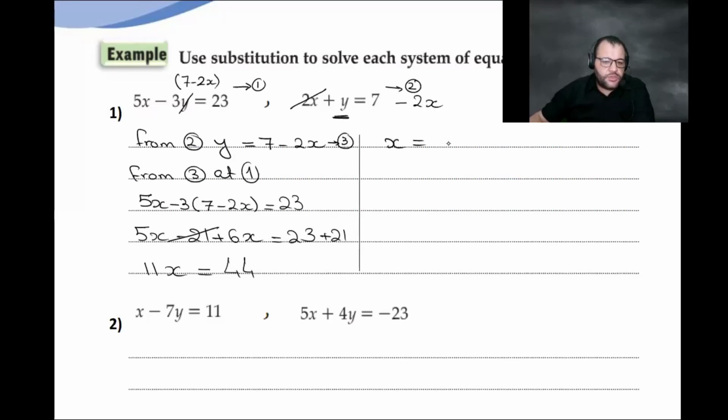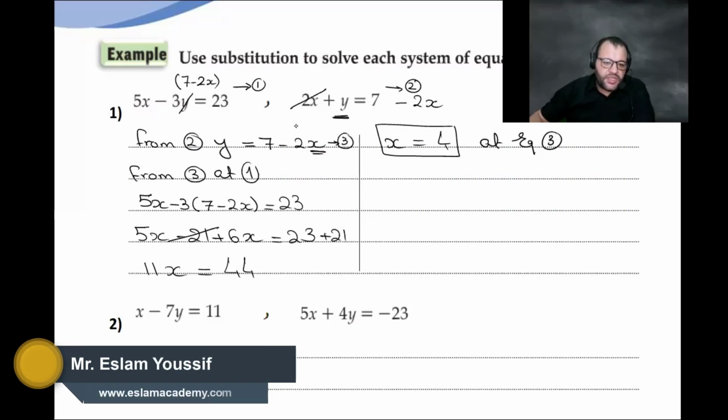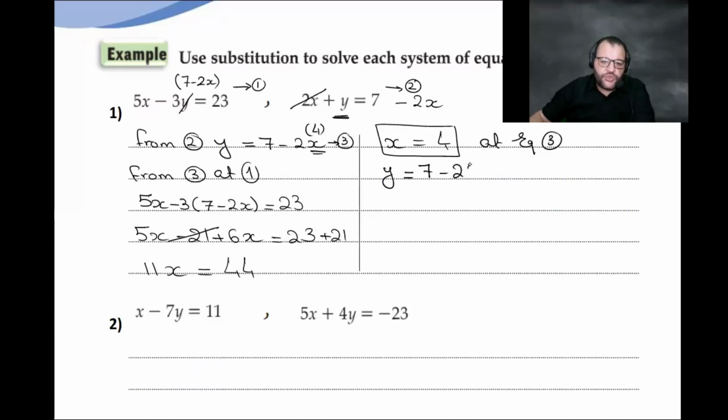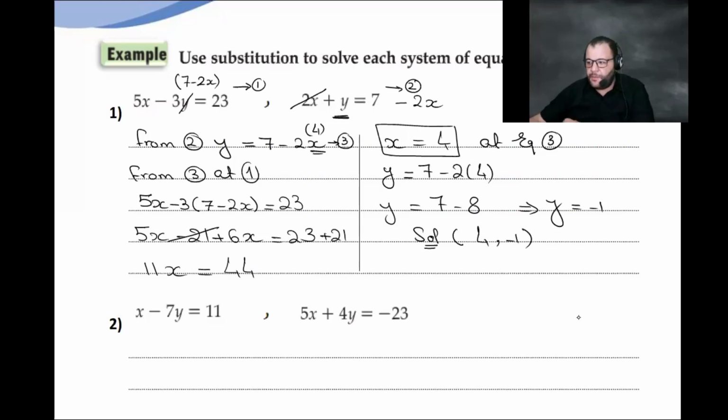After finding the value of x, we use which equation? The last equation that we found, which is equation number 3. We always use equation number 3. So just replace x with 4. It means y will now equal 7 minus 2 times 4. Then y equals 7 minus 8, which means y equals negative 1. So the solution now will be 4 and negative 1.